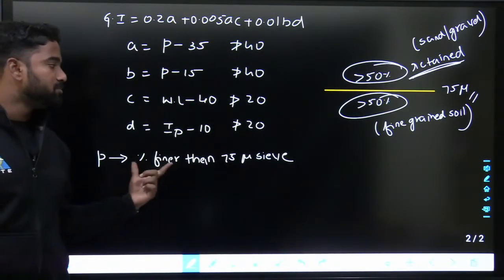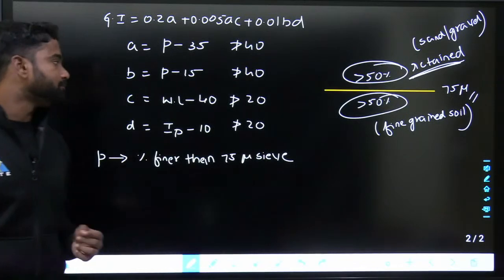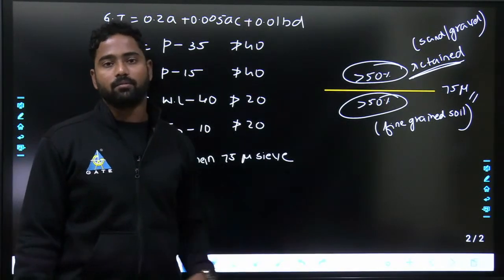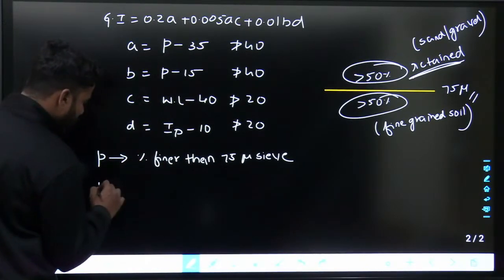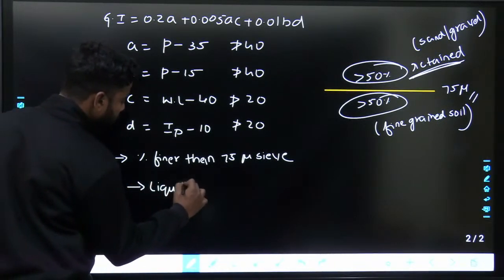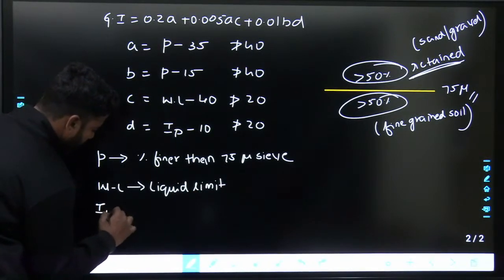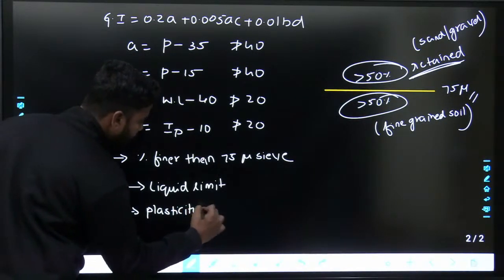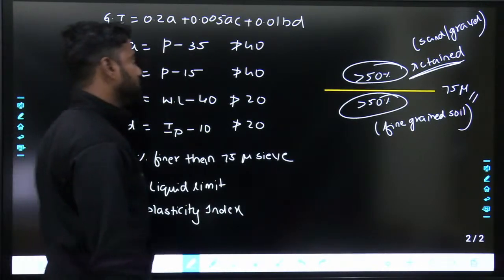So P here is the percentage finer than the 75 micron sieve. Finer means indirectly the percentage that is passing through the 75 micron sieve. That is P, WL is the liquid limit, and IP is the plasticity index.